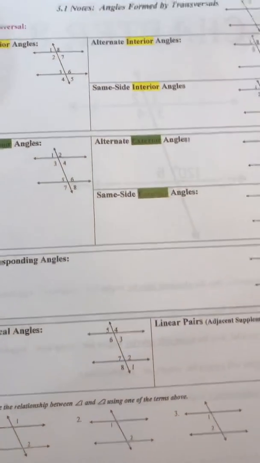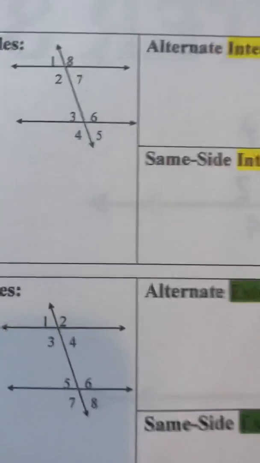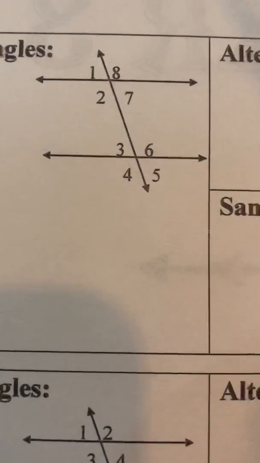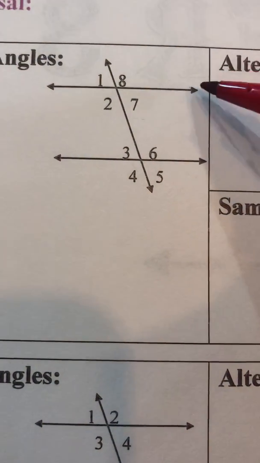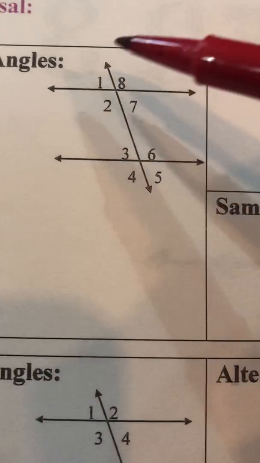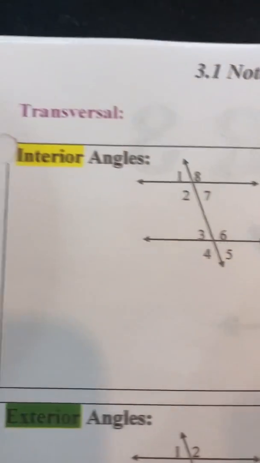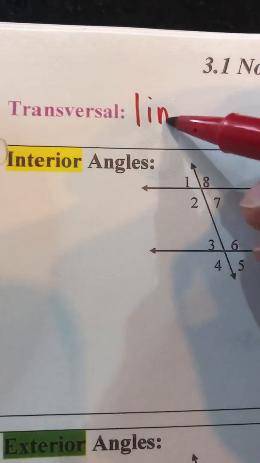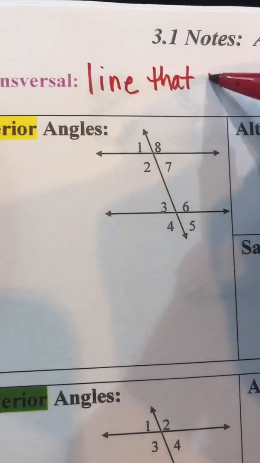Okay, so today we're starting a new chapter, and this is going to be the picture that we're really going to focus on in this chapter. If you look at the picture, you notice these two lines here are parallel, meaning they never cross. And then we've got this extra line that crosses them, and that extra line is called a transversal. So a transversal is a line that crosses two parallel lines.